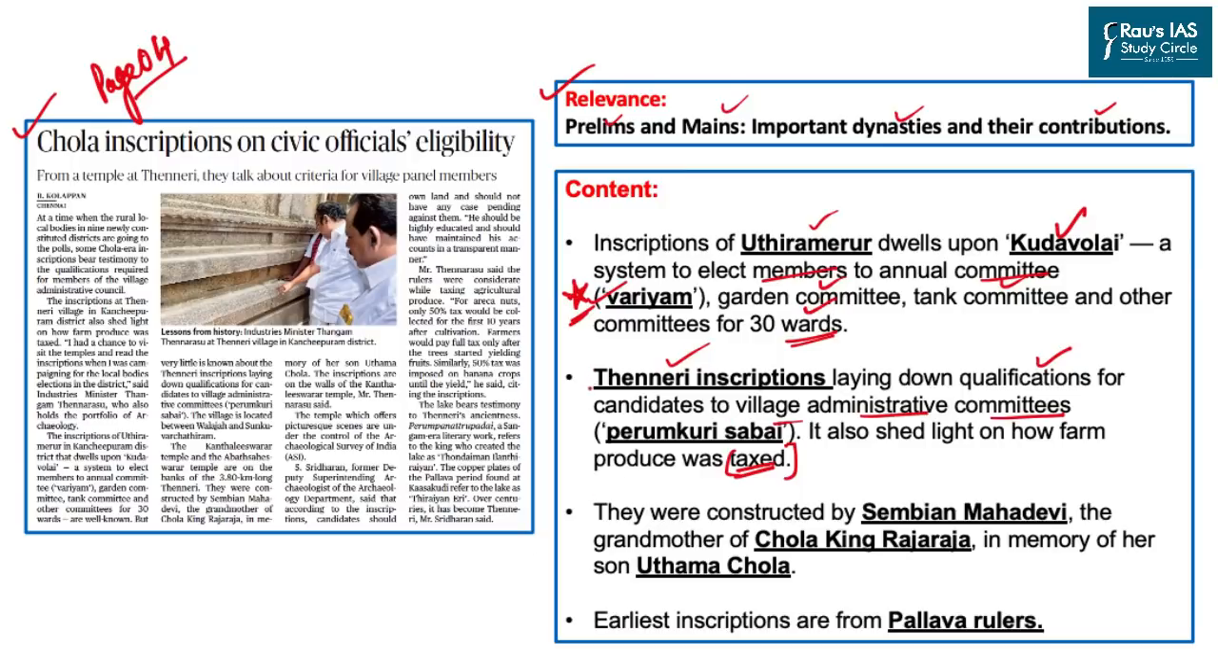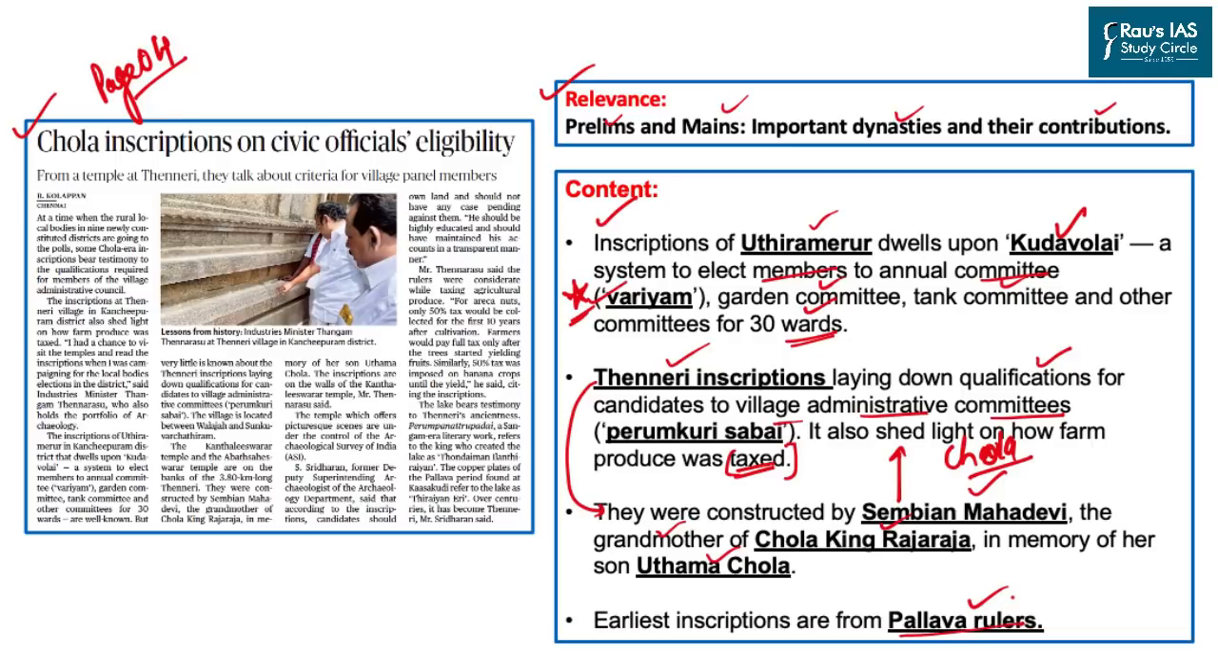The inscriptions of Thaneri were actually constructed during the period of Sembiyan Mahadevi. Now who was she? She was the grandmother of Chola king Raja Raja, and this inscription was created in the memory of her son Uttama Chola. So the Thaneri inscription, as per the article, belonged to the Chola Empire. However, the Uttira Merur inscription belonged to a period which is a predecessor to the Chola Empire and related to the Pallava rulers. Now, a curious mind in the UPSC will ask where these places are located.